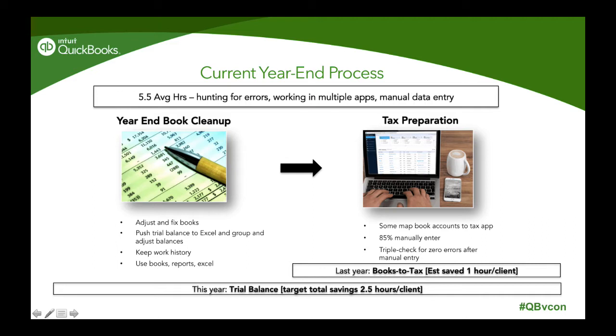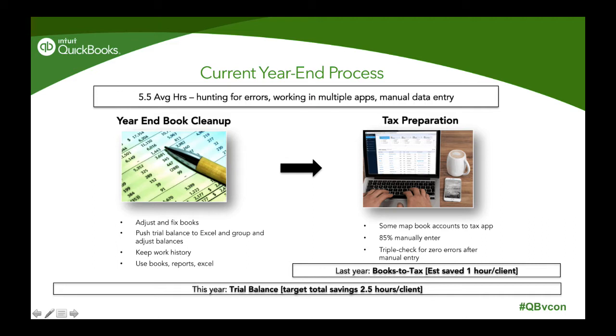So we're either hunting for errors, making journal entries, sending the trial balance into Excel, making calculations in Excel. In some cases, printing out the journal entries themselves, printing out the reports or the journal entries themselves, adjusting them by hand, making photocopies. That whole process is just very arduous, and it does take an average of 5 hours.